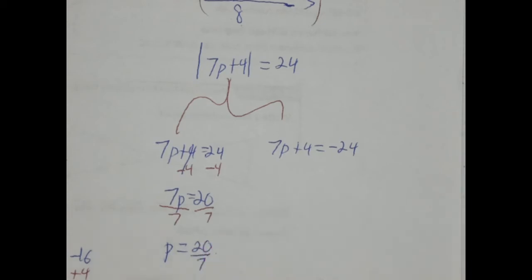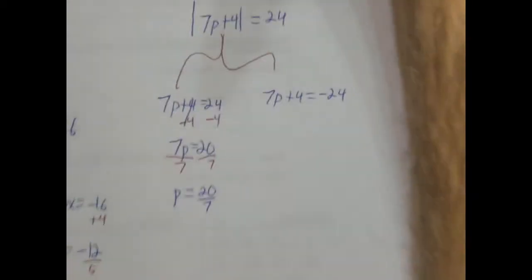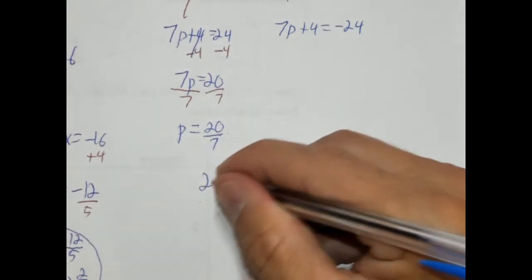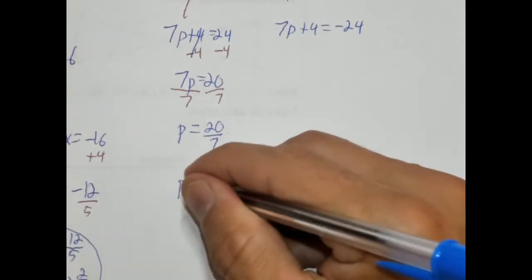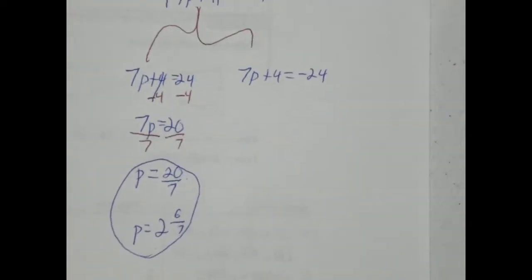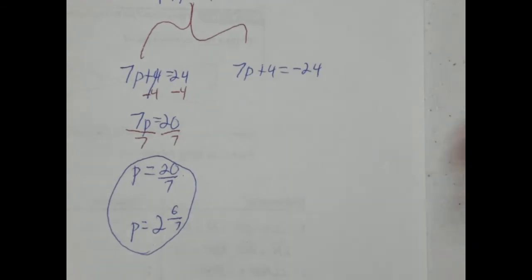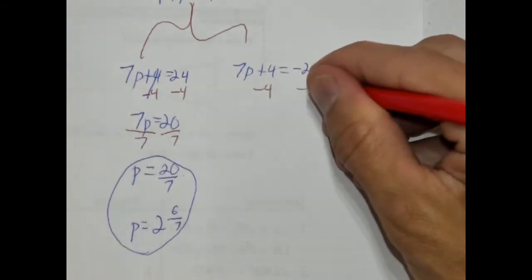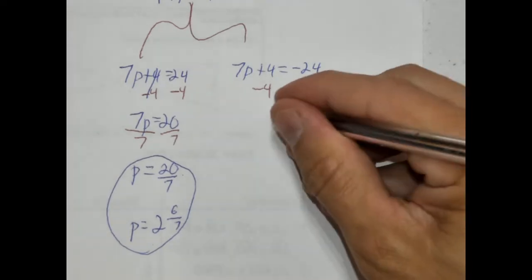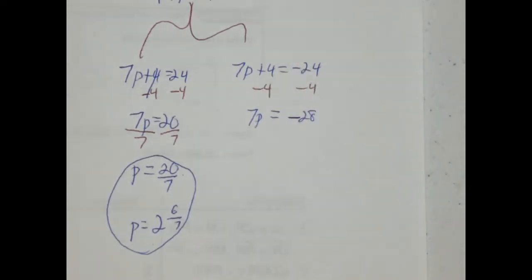And if we want to change that to a mixed number, we can do that too. So 7 divides 20 twice with a remainder of 6, so 2 and 6/7. And there we go. So it's either one of these two, and that's totally fine, either one. Okay, then we're going to solve this over here. We're going to subtract 4 from both sides because that's our constant. And negative 24 minus 4 is going to be negative 28. And then 7p, so we can divide both sides by our coefficient.